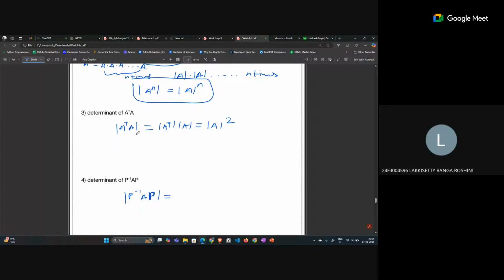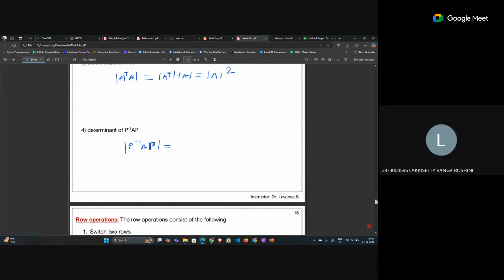Sir, will you explain this? Yeah. We are finding the determinant of this quantity, A transpose A. So we can split the determinant, by the property discussed above. The determinant of A transpose is equal to the determinant of A, so we can replace this by determinant of A. So now we get determinant of A square. Okay, sir. Thank you. So determinant of P inverse AP.